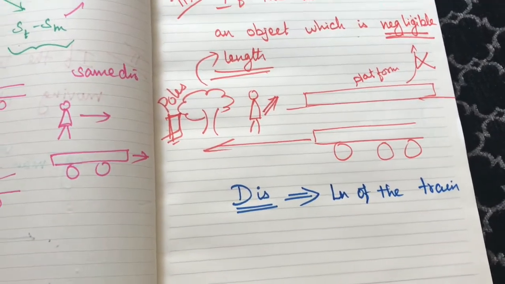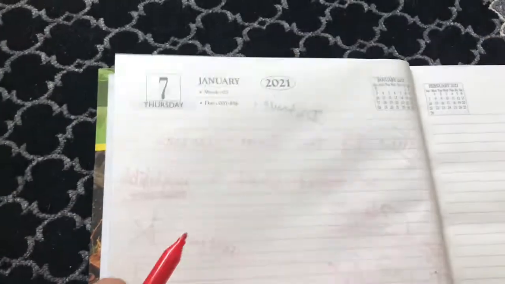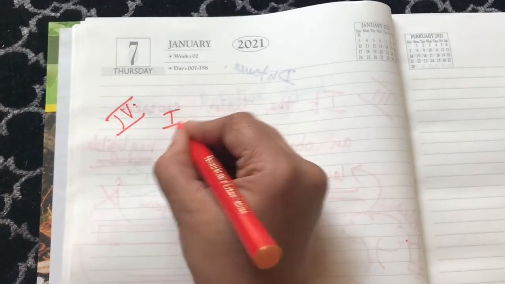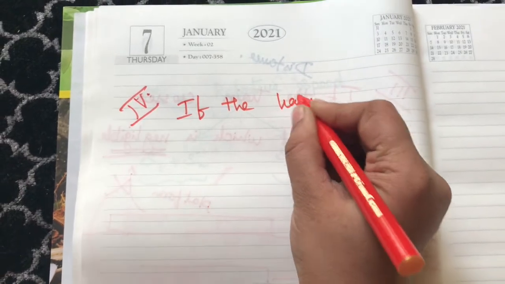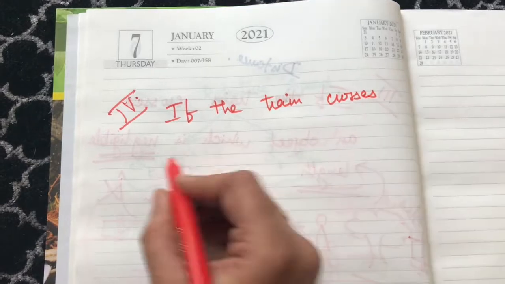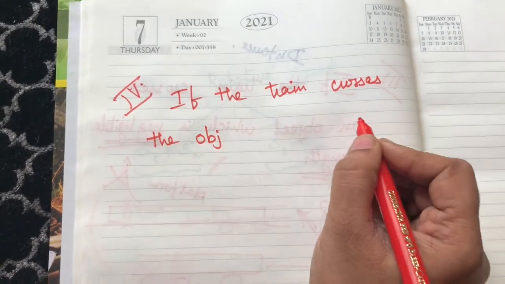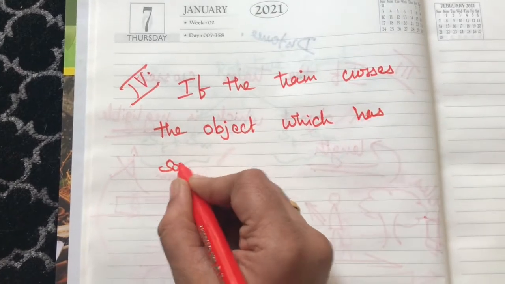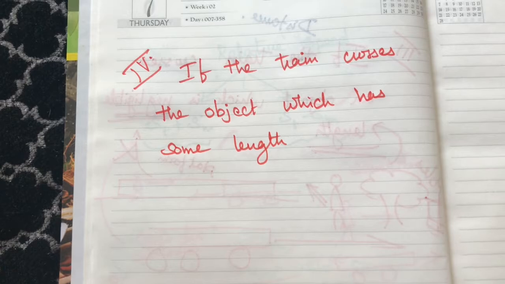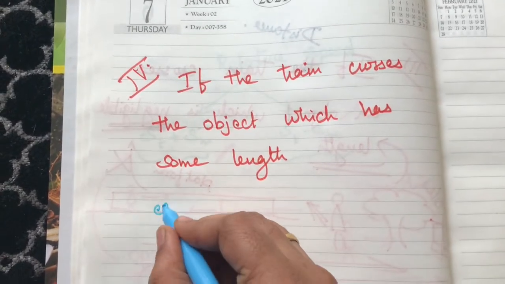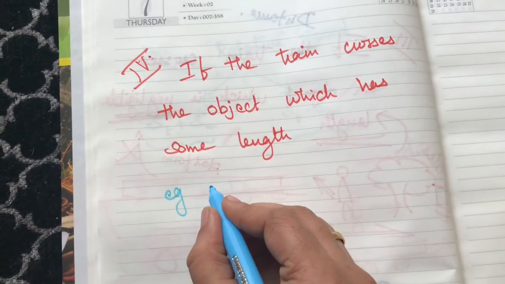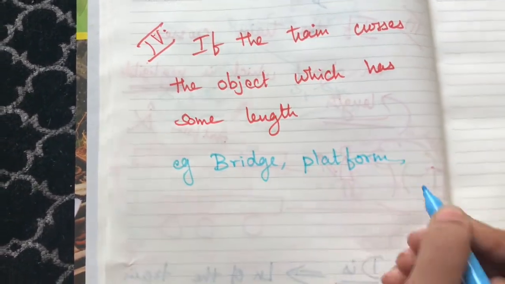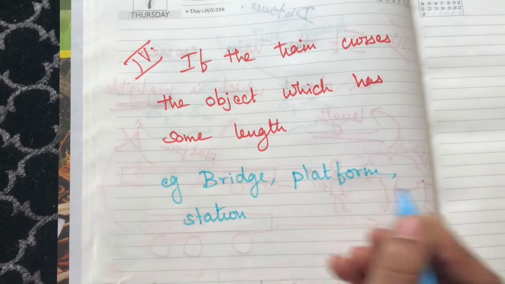So we can directly take the distance as the length of the train. Yes. Okay, then what will be case 4? The last one, case 4. If the train crosses an object which has some length, for example, what would it be? I can easily say a bridge, right? A platform, yes. And then a station, yes, obviously.